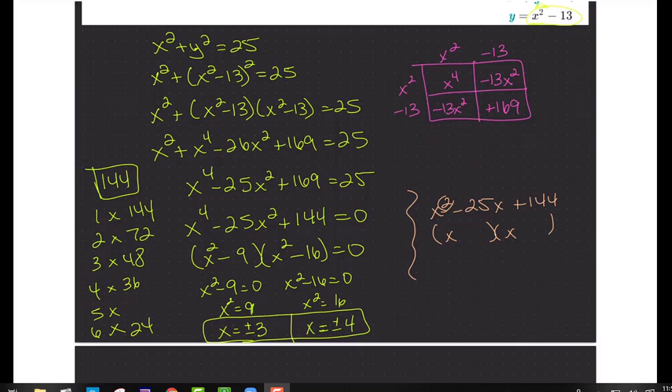We would have our circle. And then our parabola's got to touch our circle 4 times. So it's going to look something like that. How many times did it go through the circle? 4 times. Yep. So when you graph it, it would look something like that.